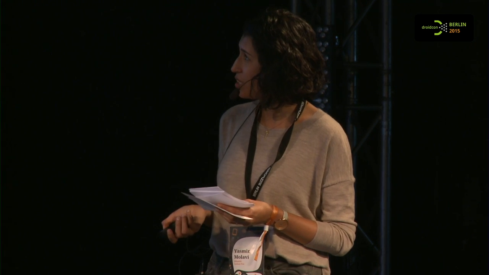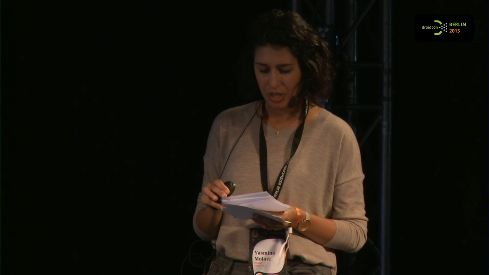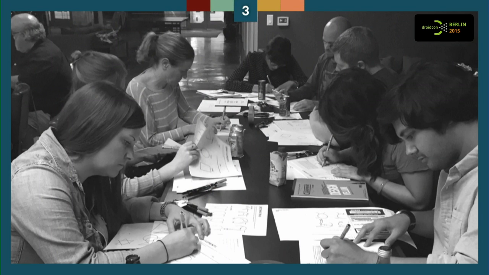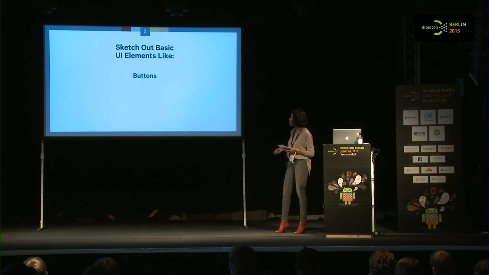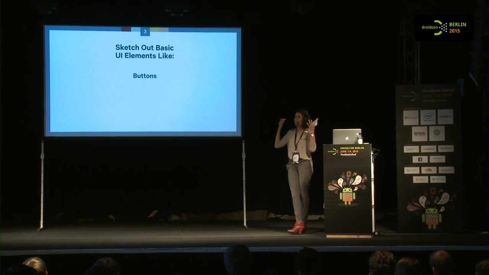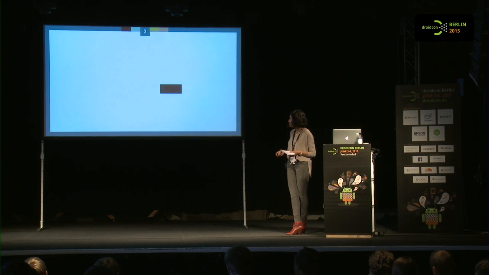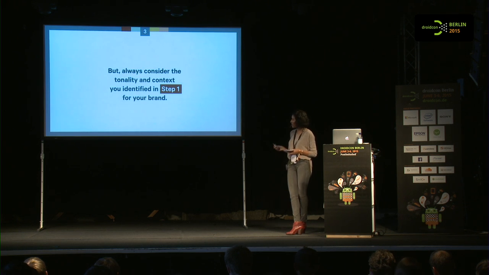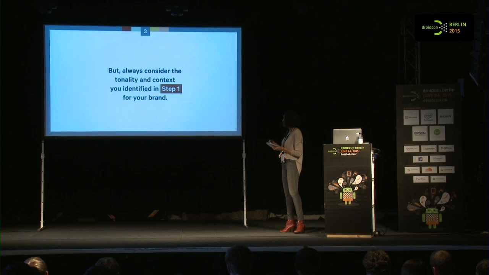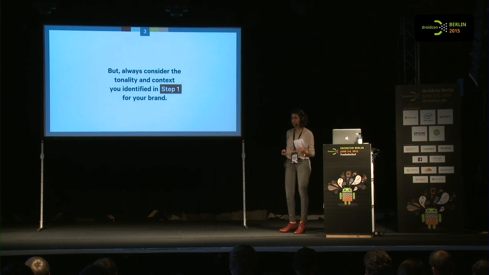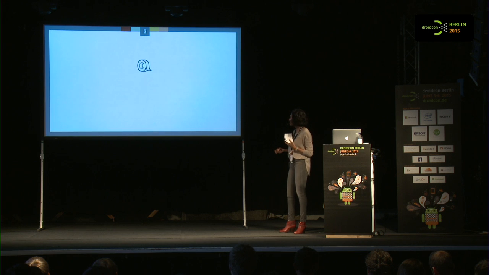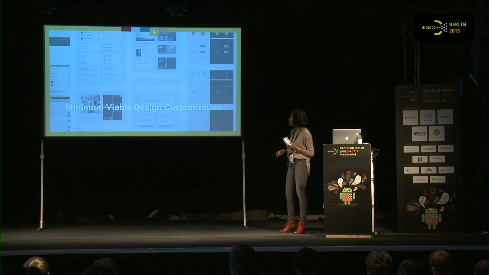So keeping in mind these three principles, we'll end up sitting out and sketching. And then we'll put things up and we'll look at them. It's a really easy way of just doing things super quickly and looking at what you can do to step outside of the box. We'll sketch out basic UI elements like buttons, icons, cards, and when we put all of this stuff up, we'll always consider that the tonality and the context that we identified in step one, what our brand is really about, is always at the top of our minds. And again, we'll grab a roll of tape and put this up.